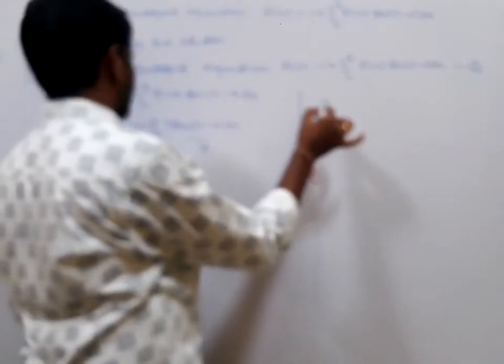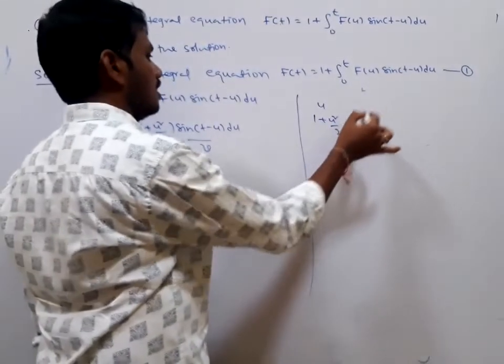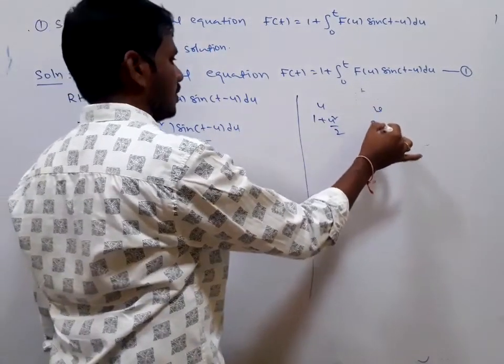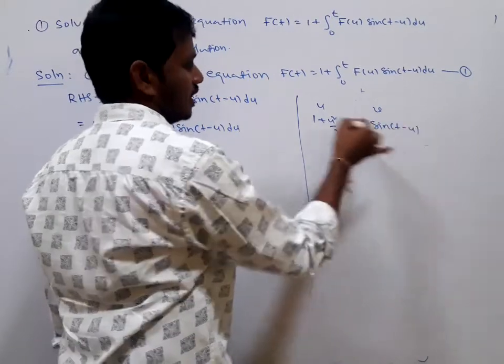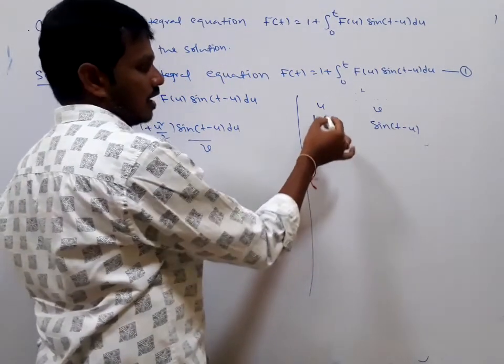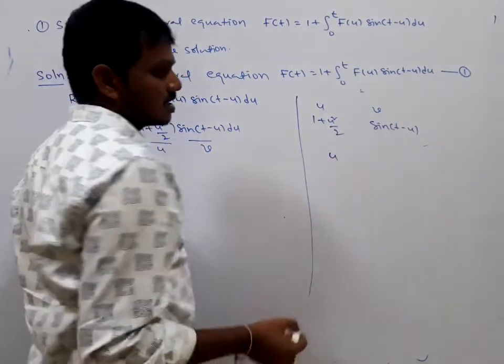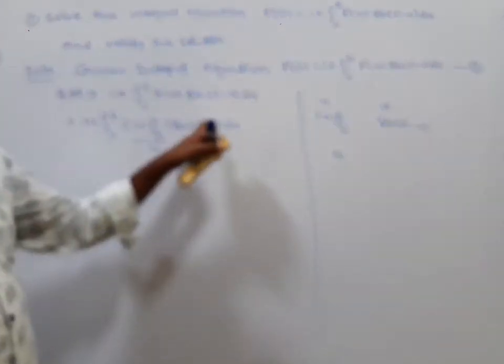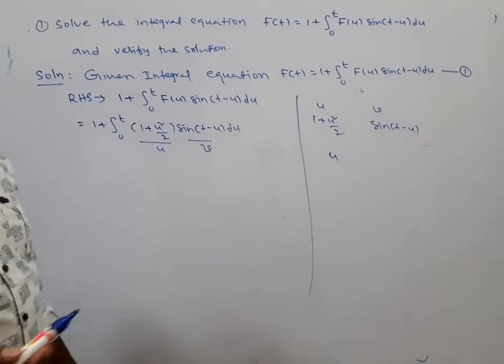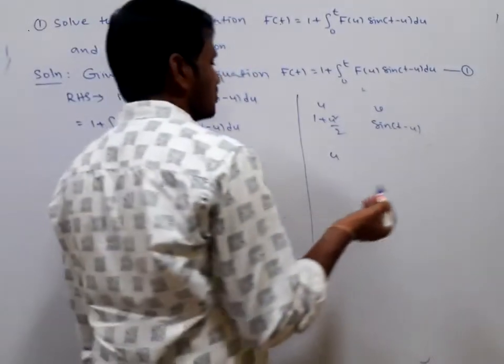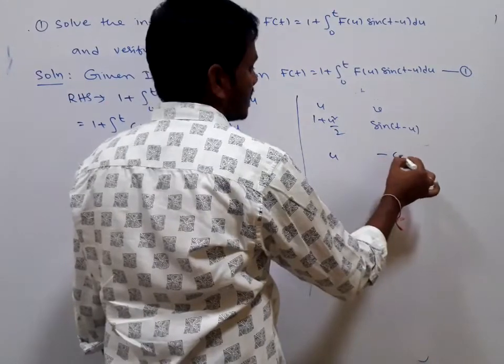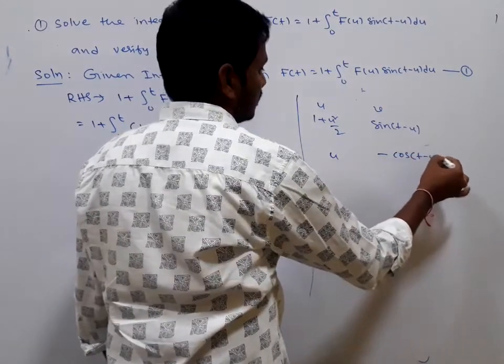u is what? 1 plus u square by 2. v is sin t minus u. Just write the derivatives of u. Right, the derivative of u is what? The derivative of u square by 2 is u. The integration of v with respect to u: sine of t is a constant, right? I don't know the t value. The integration of sine of t minus u with respect to u is minus cos t minus u.